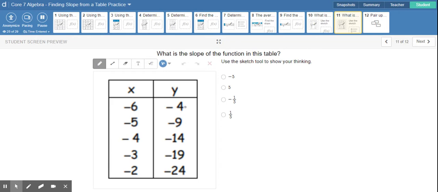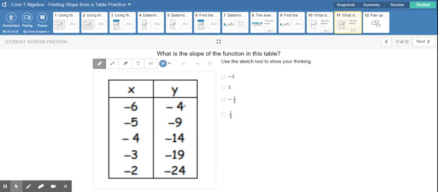So looking at the y's, I see 4, 9, 14, 19, 24, but they're all negative. So I would normally think this is increasing if these were positive numbers, but because these are negative numbers, the bigger the number is with a negative sign in front of it, actually the smaller the number is. So these are all decreasing.